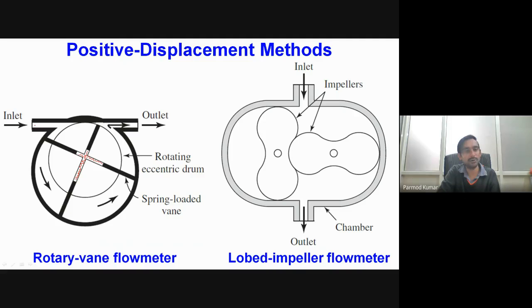While the flow comes from this inlet section, it moves through this particular section to the outlet. Depending upon the rotation of this eccentric drum, we can relate directly to the flow rate. In this particular type of arrangement, we have continuous flow of the medium. Then another type of positive displacement arrangement we may employ is the lobed impeller flow meter. Here we have some lobe structures, and these lobes move, and while moving they cover a certain fixed volume, and depending upon the number of rotations of the lobe we can determine the flow rate.